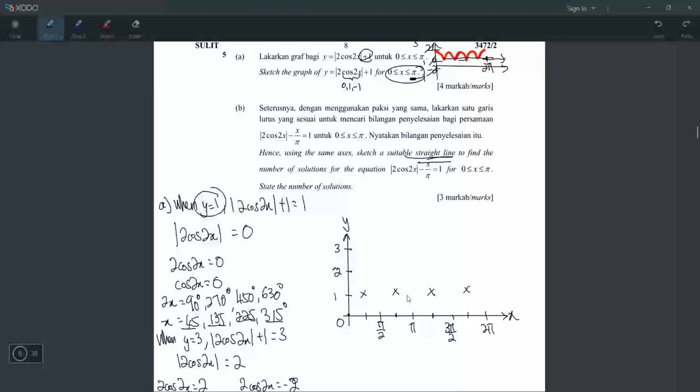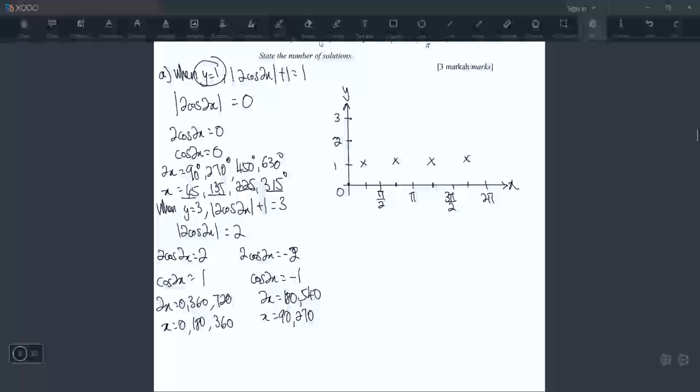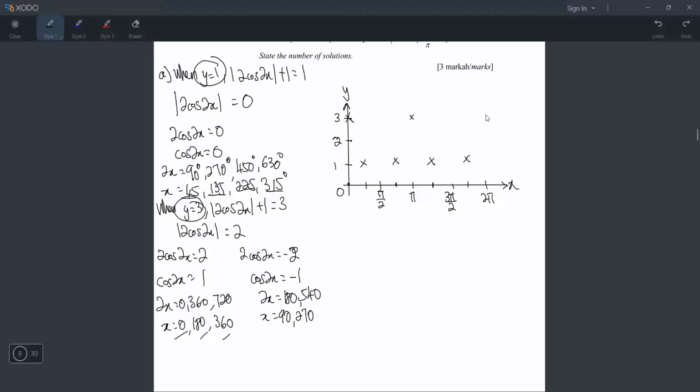That's why this is your old x-axis and the new x-axis is shifted down. Okay, so just remember that. Now, what is the next point? The next point is when y equals 3, x is 0, 180, 360. So 3, 0, 180 is pi. So here, 360 is here.